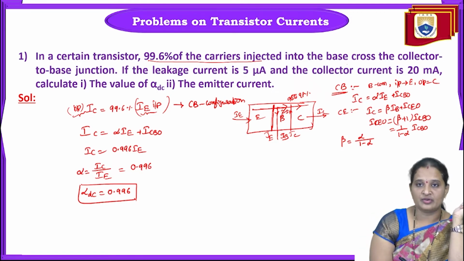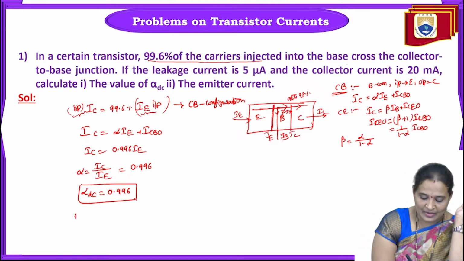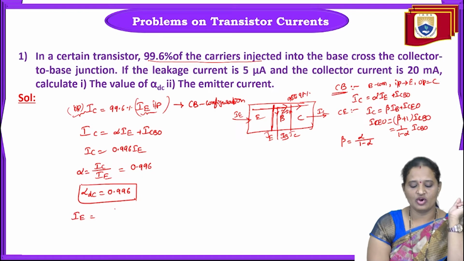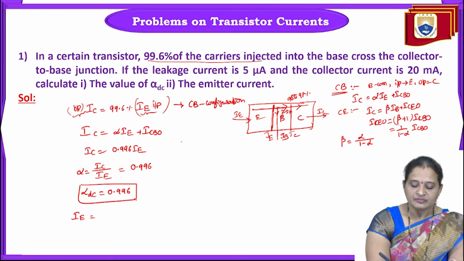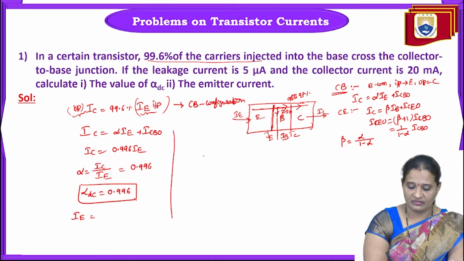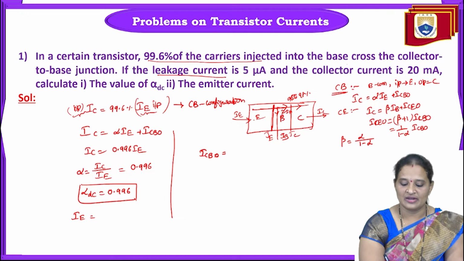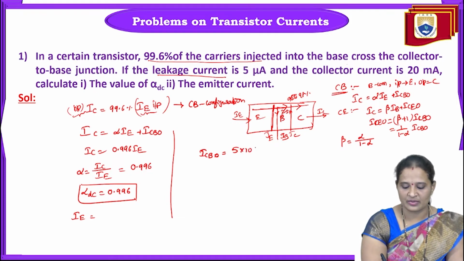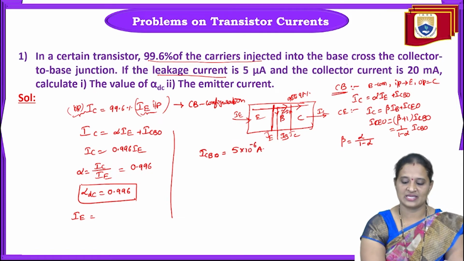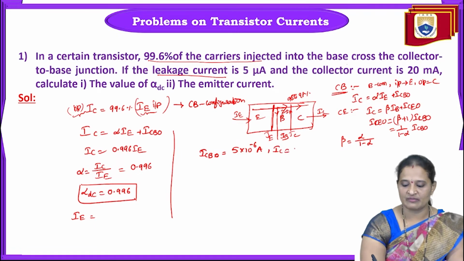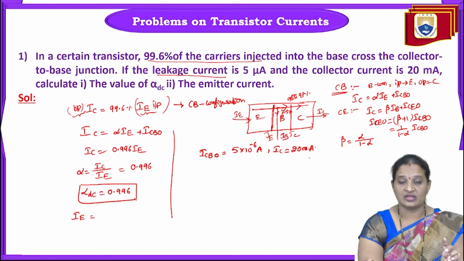And now what do we need to calculate? We need to calculate the emitter current IE. What values are given? ICB0 is given. What is ICB0? That is the reverse saturation current, or we can also call it leakage current. That is 5 microamperes, 5 into 10 to the power of minus 6 amperes. And IC is also given, that is 20 milliamperes. Now we need to find IE.